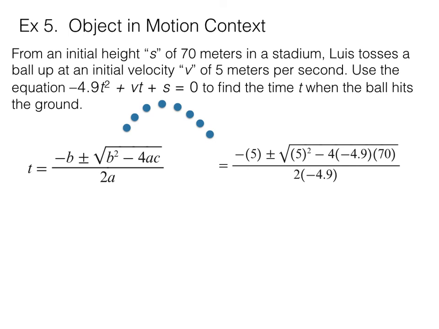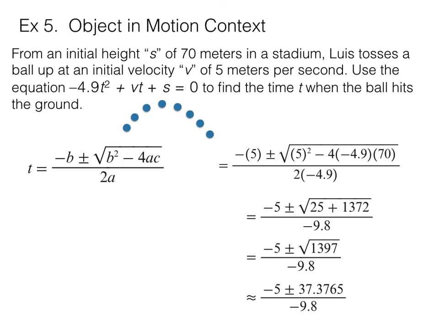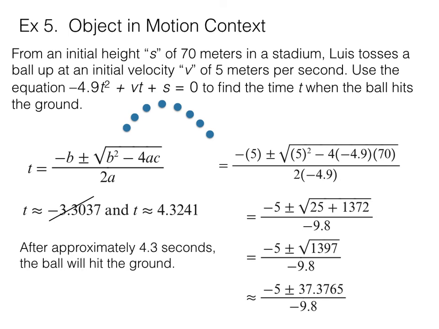Now we'll need a calculator, right? These numbers are messy. And we end up with two solutions. But as is often the case with contextual problems, one of the solutions will be eliminated because it won't make sense in the context. It doesn't make sense to have negative 3 seconds, right, for time. So after approximately 4.3 seconds, the ball will hit the ground, will be the solution to this equation.